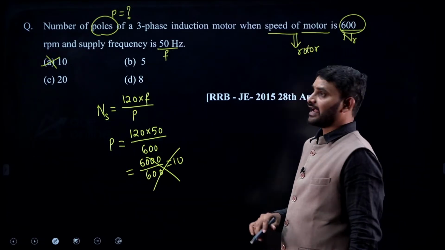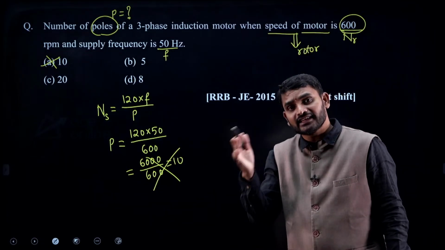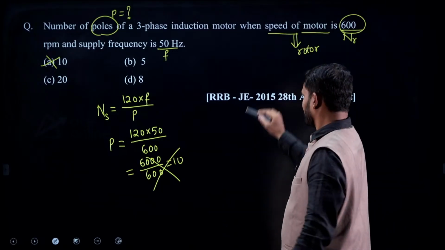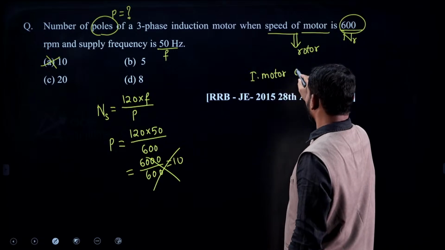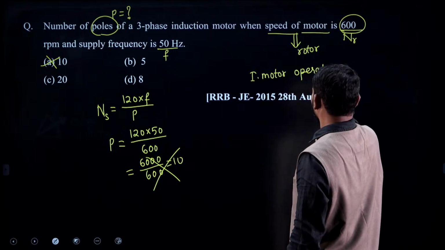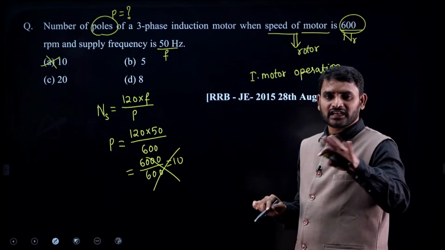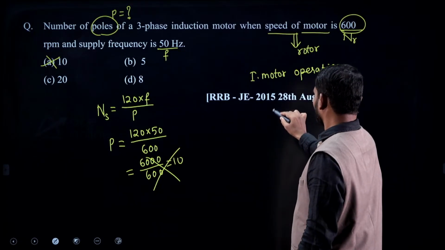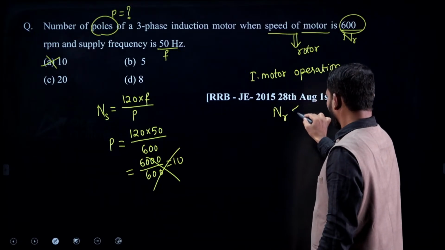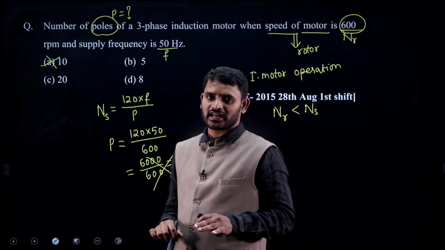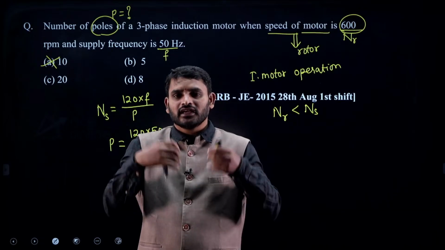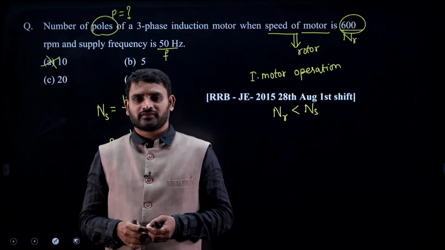Nr is 600. Ns could be what? Ns could be greater than 600. For induction motor operation, rotor speed will never be equal to synchronous speed. Remember that. Nr is always less than Ns. If the rotor catches the synchronous speed, there is no EMF induction at all.